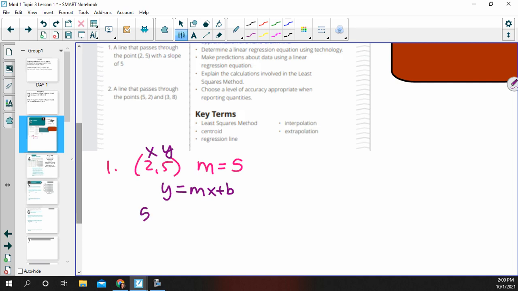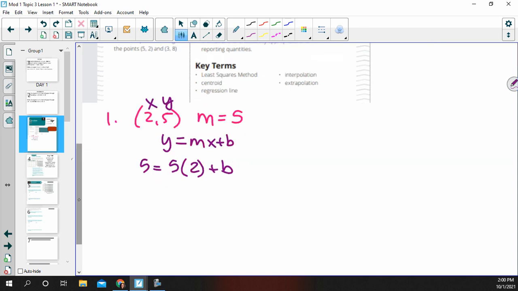So my y is 5, my m is 5, now my x is 2. I don't have my b. So 5 times 2 gets me to 10. To get b by itself, do the opposite to get rid of it. So I'm going to subtract 10 to get negative 5. Okay, but that's not something I can graph. That is not a line.